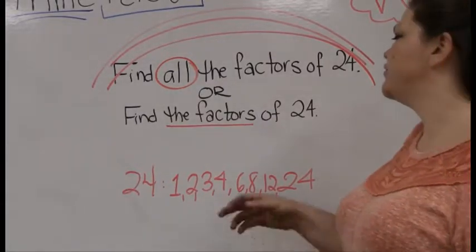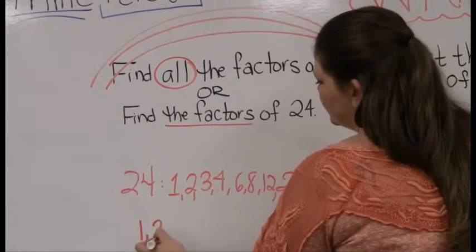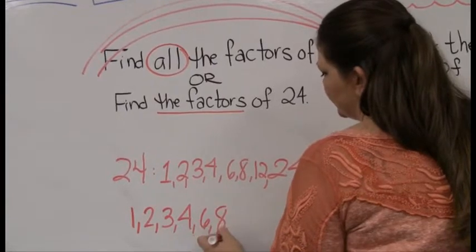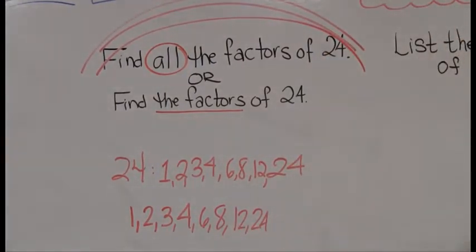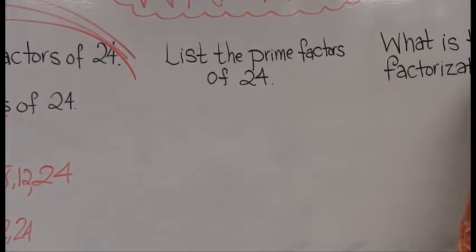So the factors for 24, what am I going to type into Quizlet? I'm going to type 1, comma, 2, comma, 3, comma, and so on this list here. No space is necessary. Got that? Okay, so how is that any different from these problems?